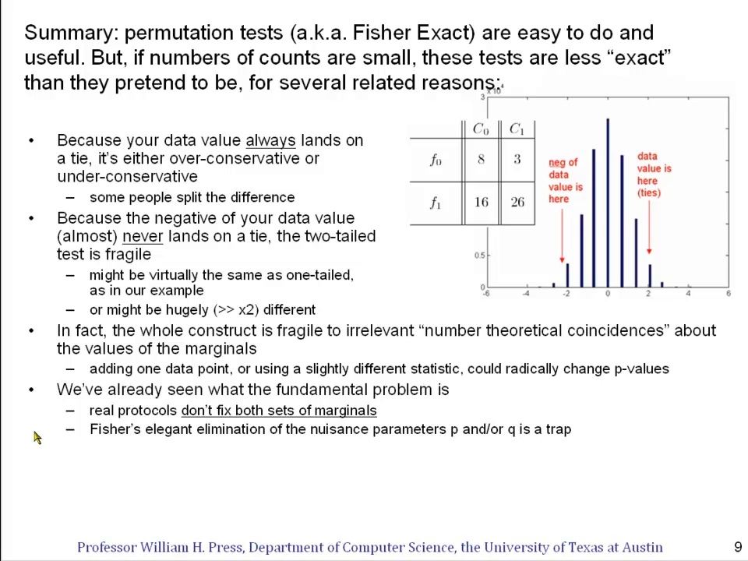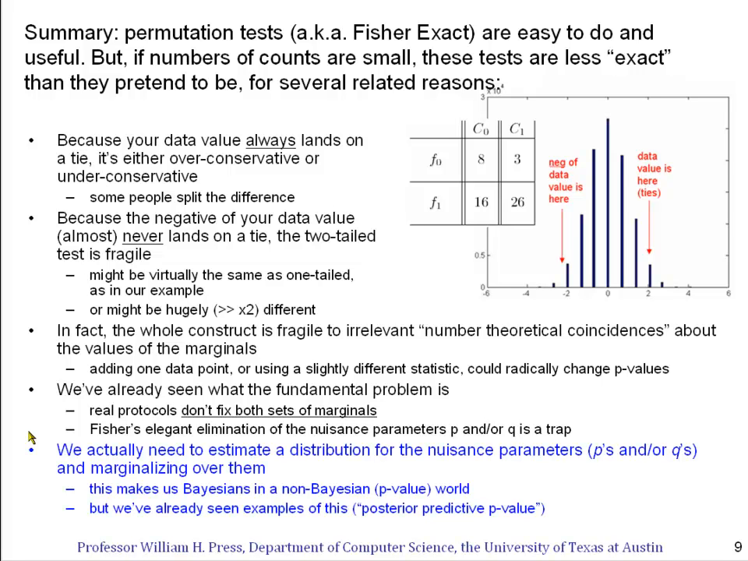Fisher's elegant elimination of the nuisance parameters P and Q is a trap, and it's a trap that we'd actually rather not fall into. So in the next segment, we're going to actually estimate the nuisance parameters, the P's and the Q's. We're going to turn from being pretty much frequentists to being pretty much Bayesians. It's going to make us Bayesians in a p-value world, and that's a little bit of a hybrid. We've already seen that kind of hybrid before when we talked about posterior predictive p-values. That was in a segment on the town family.